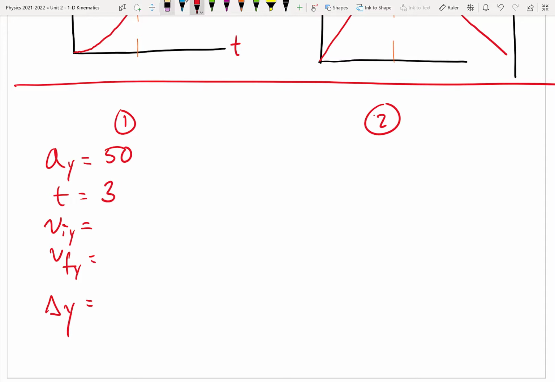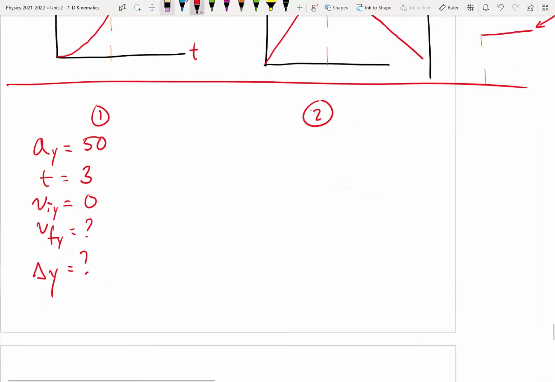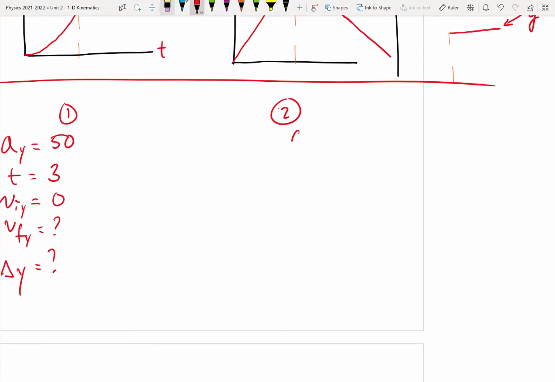So his acceleration in part 1 is 50 meters per second squared. Time is 3 seconds. Initial velocity is 0. Final unknown. His delta y unknown. Okay, in the second phase of motion, we have an acceleration in the y direction that is little g. We're calling down negative, so it's minus 10. All right, then we have a time, which is unknown, and an initial velocity, which is unknown. I'm just going to put everything unknown here. We don't really know anything else, right?